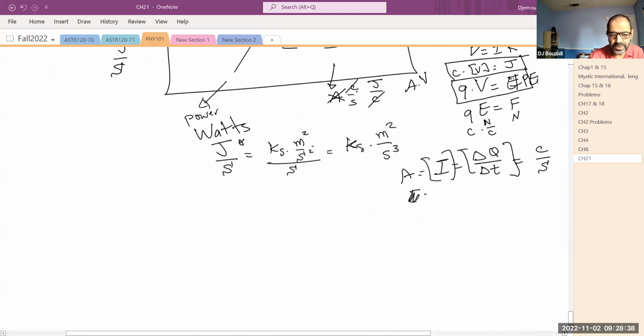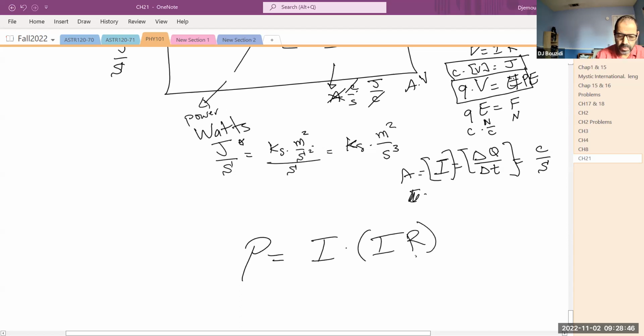For the case of the resistor, this is easy. For the case of the resistor, the power is equal to I times the voltage, and the voltage is I times R. This is Ohm's law. This is what V is for the Ohm's law. So for the case of the resistor, the power is the resistance times the current squared.